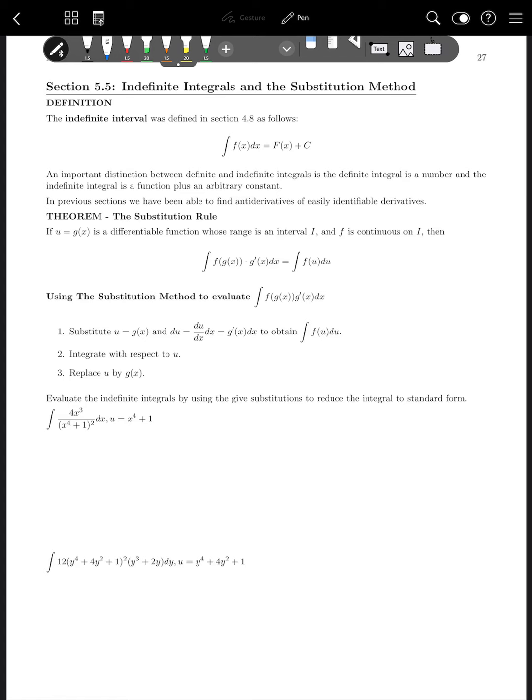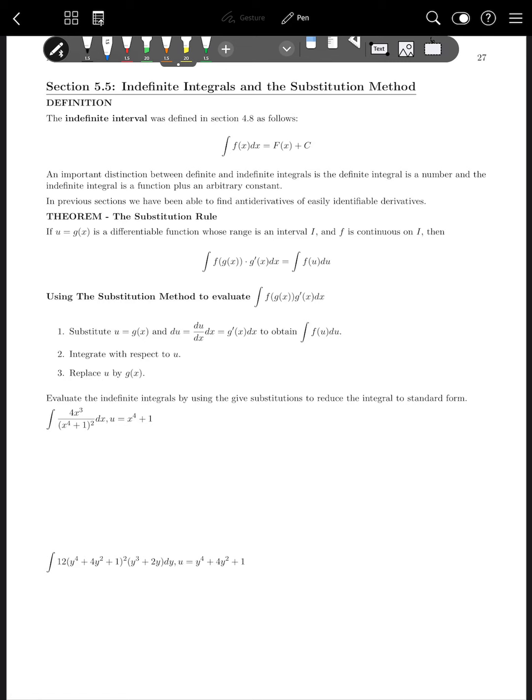So the substitution rule says that if u equals g of x is a differentiable function whose range is in an interval I, and f is continuous on I, then the indefinite integral of f of g of x times the derivative of g of x dx is equal to the antiderivative of f of u du. So how do we use this method to evaluate indefinite integrals? Well, the idea is we substitute u for g of x, and we substitute du, which is g prime of x dx, to obtain an indefinite integral of f of u du. Then we integrate with respect to u and replace u by g of x at the end.